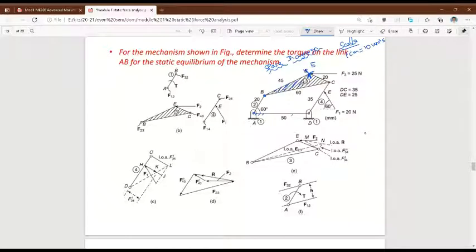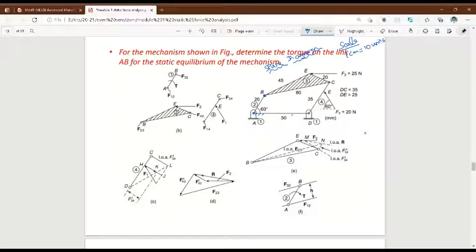Then put these slashes. If you put slashes, it means it is one link. B, C, E together are called one link, and that is a ternary link. If you don't put slashes, it represents different links, so you must put slashes like this. So we got the diagram now.